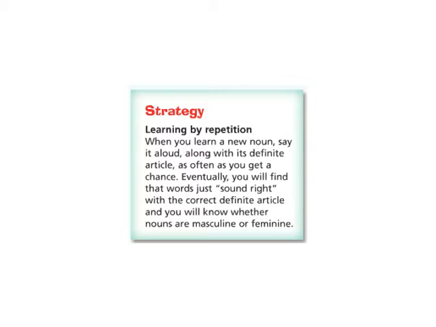The last thing that I want to talk about is just a strategy for memorizing these. Sometimes it can feel a little bit overwhelming to think, okay, not only do I need to know these words, but I also need to know whether they're masculine or feminine. So one thing that will help you is if you are saying these words out loud, and when you do that, then you hear them as well. You're also reading them when you do this. So when you learn a new noun, say it aloud, and make sure that you include its definite article as often as you can. After a while, you'll start to think of words that just sound right.